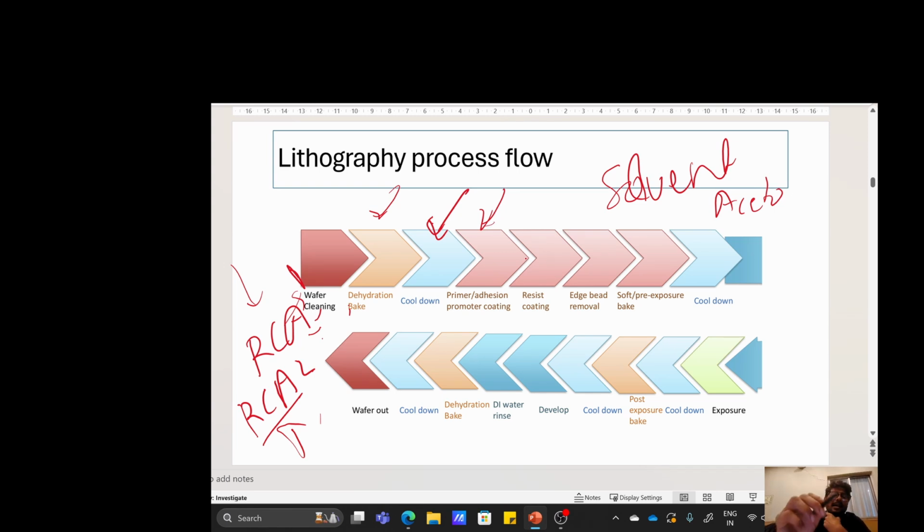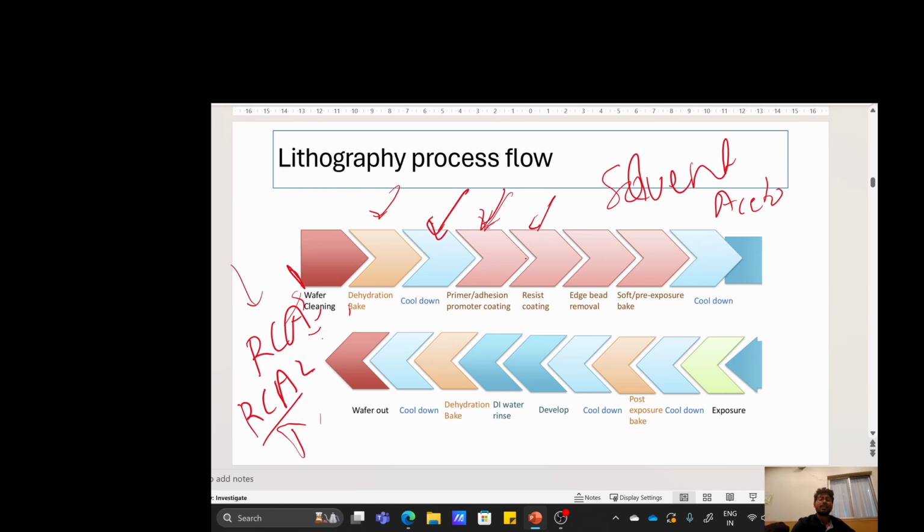After the dehydration bake, if we directly coat the resist, the resist may not be coated properly over the substrate. That is because there may or may not be good adhesion of the resist with the substrate. So we put the adhesion promoter.